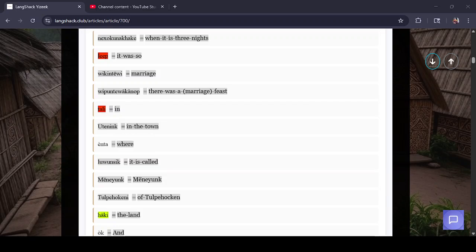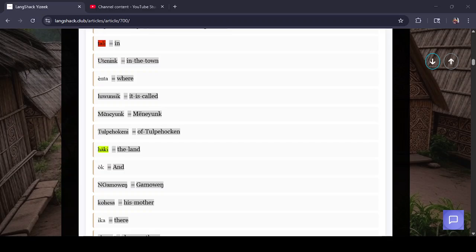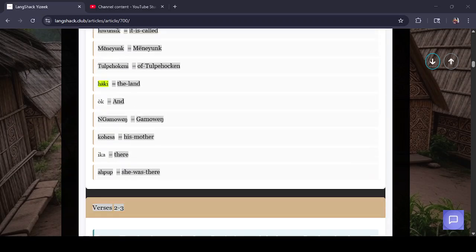Weekinte. Tali is there, Utening is in town, and Inda is where. Luensik, it is called. Menayunk is a town, as is Lenapehoking. And the E at the end of here, so Lenapehoking is the place. Lenapehoking is from Lenapehoking. And then Hookie is the land. Gamawang, I believe this is like now. It's just marking it as a secondary object, the obviative that exists in this language, essentially an object.